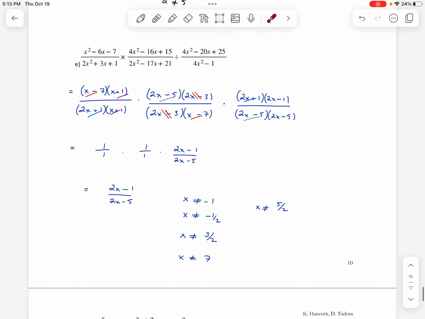Again, factor everything. I did two things in one step here. I factored it and I flipped it. And I got that for my answer. And my restrictions come from the bottoms of these fractions. They're not allowed to be 0. That can't be 0, so x can't be negative a half. That can't be 0. x can't be negative 1. That can't be 0. That can't be 0. That can't be 0, and that shows up twice, so I don't need to do it twice.